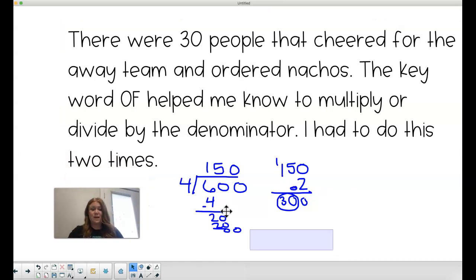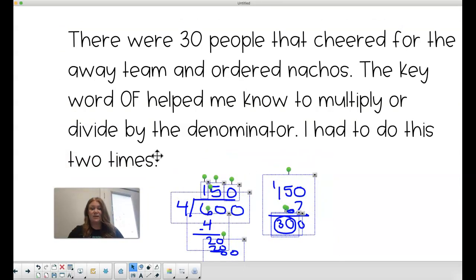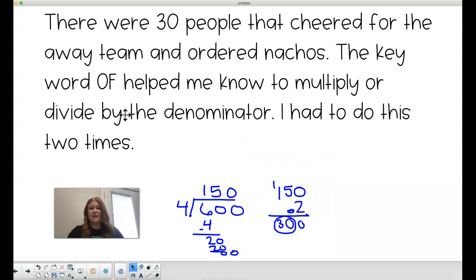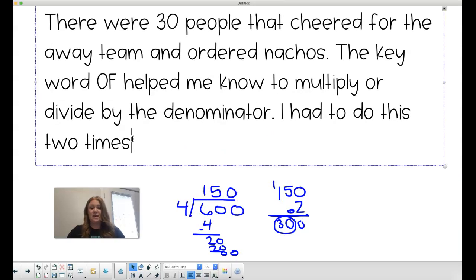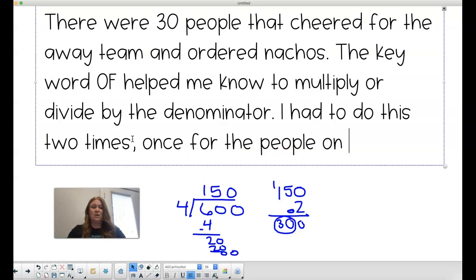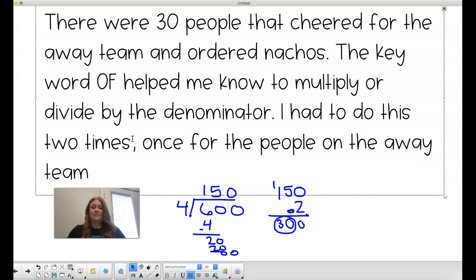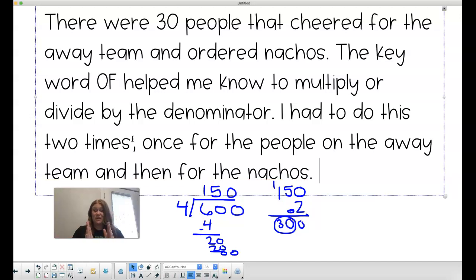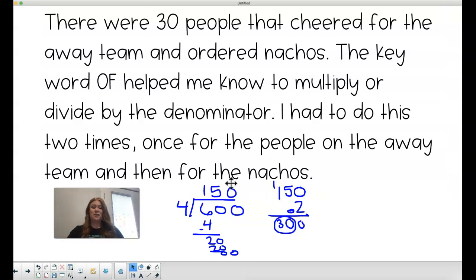Let me get my work out of the way here. So I feel like I could have a little better statement here. So right, I couldn't just do it once. I had to do this 2 times. Once for the people on the away team and then for the nachos. All right, so we had to find the people that were for the away team, and then of the people that were for the away team, how many of those people ordered nachos. So it was a 2-step process. So here is my work to show that.